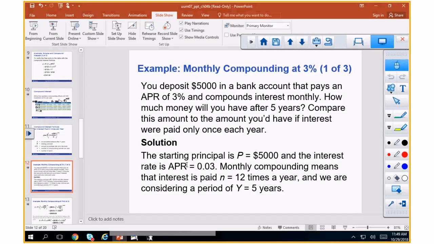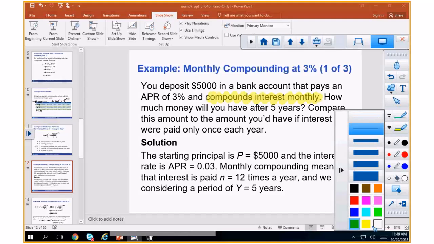Here's an idea. Write this question down. You deposit $5,000 in a bank account that pays an APR, a rate of 3%, and compounds interest monthly. So you need to highlight that monthly, and that tells you N is equal to 12. So take your handy dandy highlighter and put in yellow, N is equal to 12.